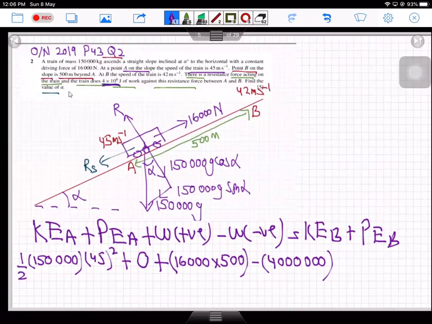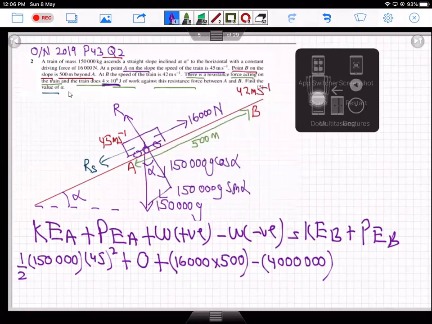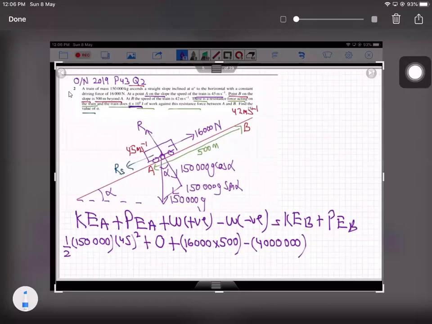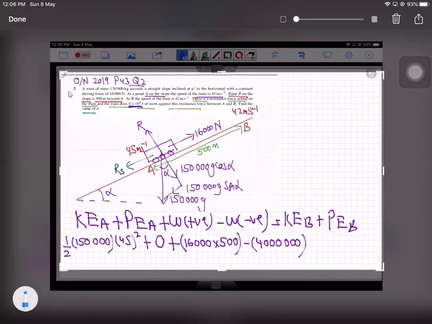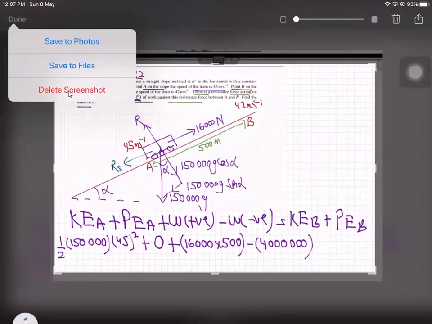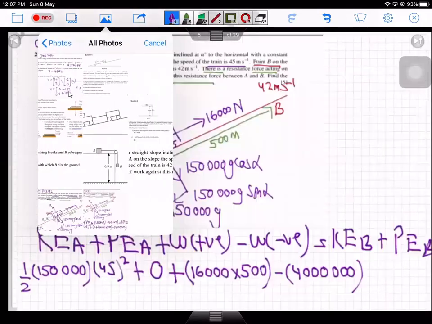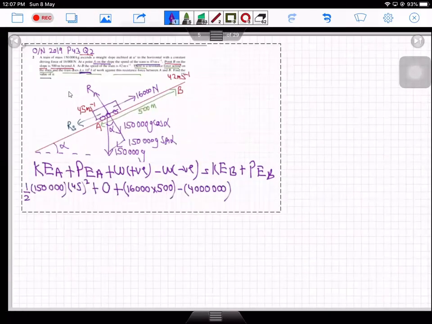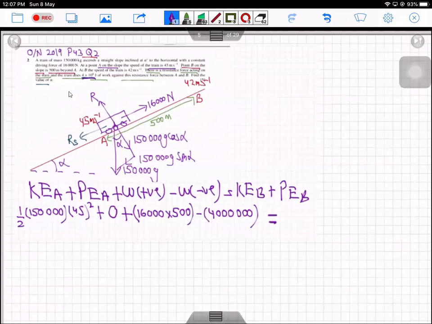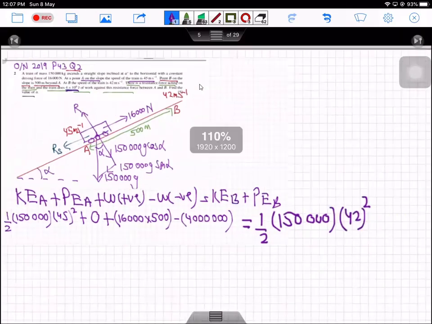What we need to find? We need to find the value of alpha. So I'm just taking another screenshot to make more space over here. This will be equal to kinetic energy at B plus the potential energy at B. At point B, the speed is 42 meter per second. So half multiplied by 150,000 multiplied by 42 square plus the potential energy at B.